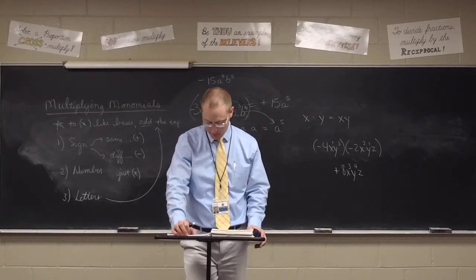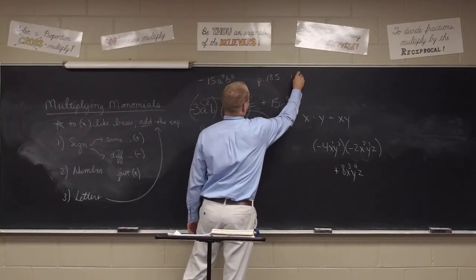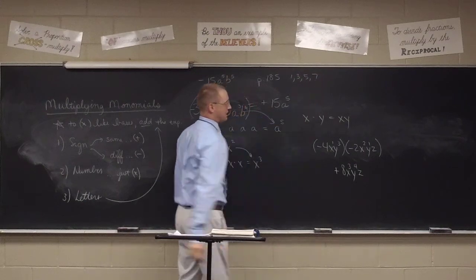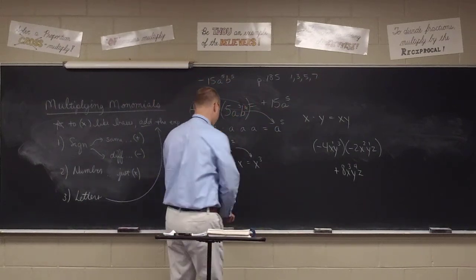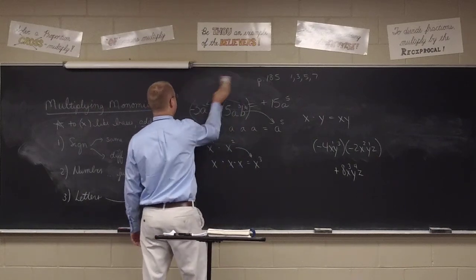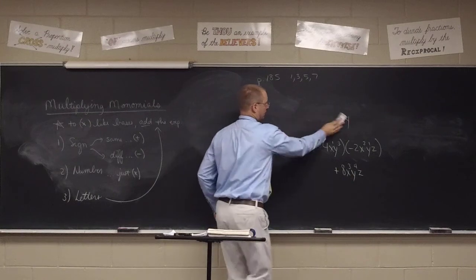Turn in your textbooks now to page 185. On page 185, I want you to do numbers 1, 3, 5, and 7 at the top of the page. Multiplying sign, number, letters.